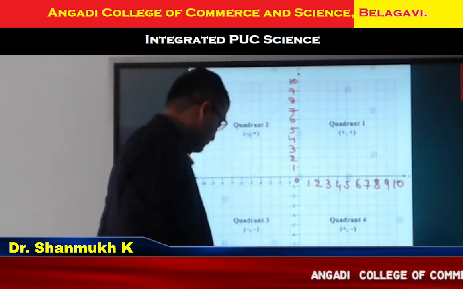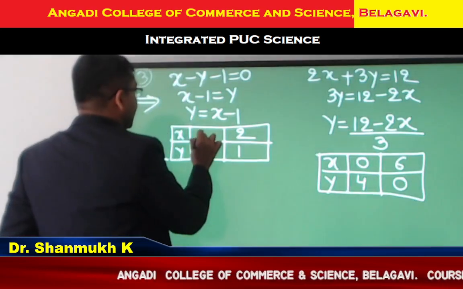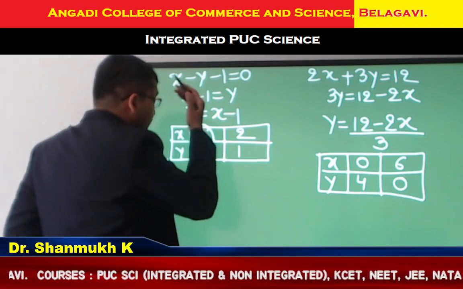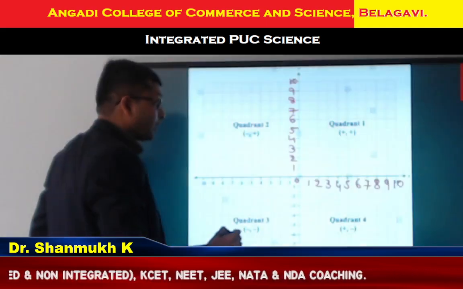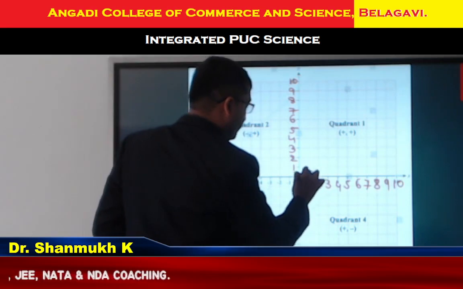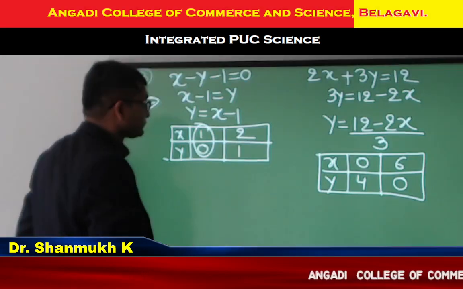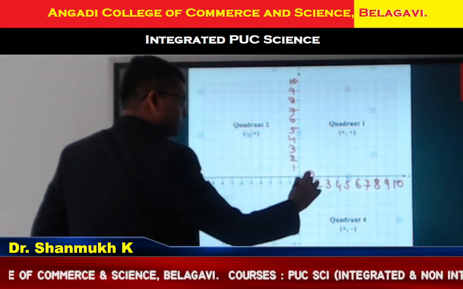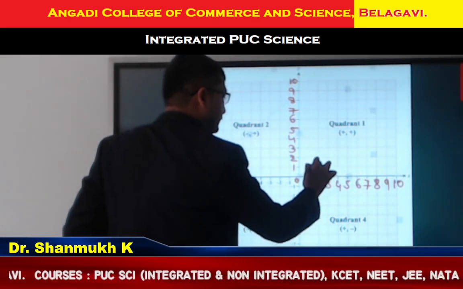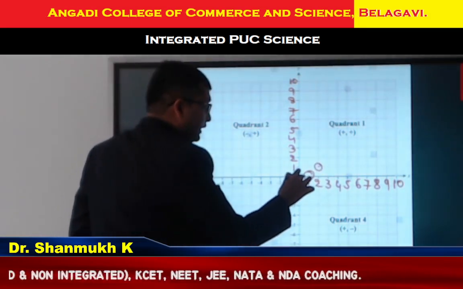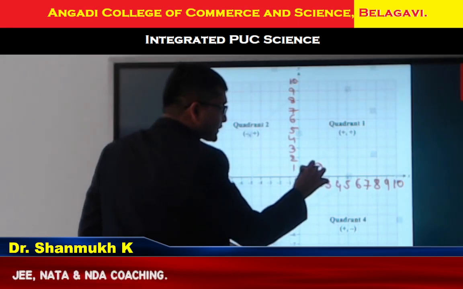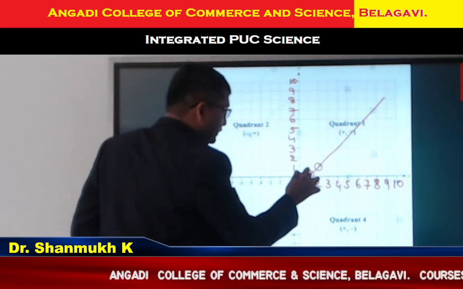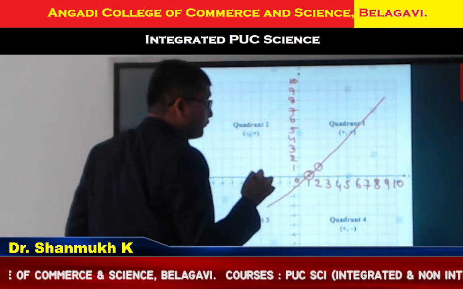We get the first value x as 1, y as 0. The y coordinate being 0 means it lies on the x-axis, x equal to 1. Here is the first point. Next, the second point: x equal to 2, y equal to 1. It will come over here, so we represent that point, and with the help of a scale, extend it in both directions. We get this type of graph over here.